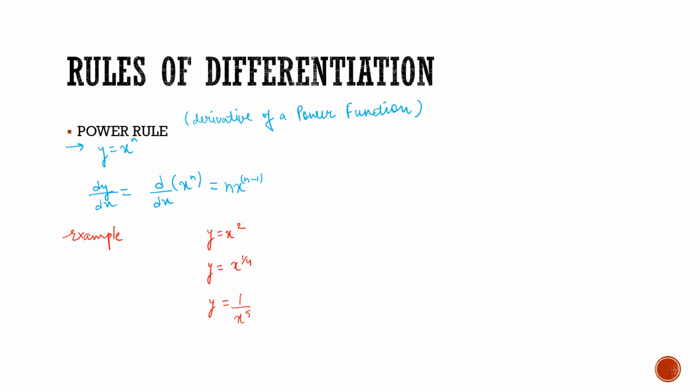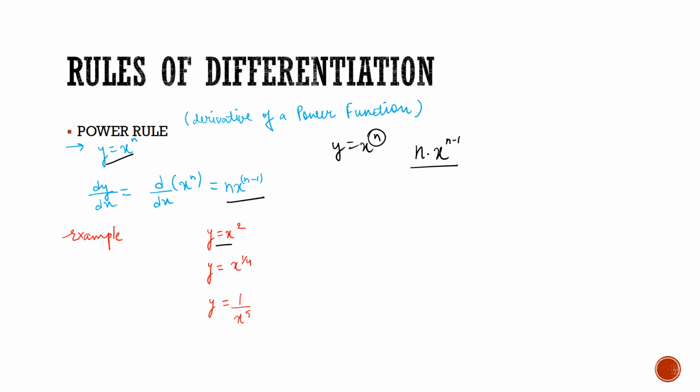What the power rule says is that if we have an equation of the type y equals x to the power n, then the differentiation or derivative of y will be n x to the power n minus 1. So if y is x to the power n, this power first comes in front, then x, and then the power gets reduced by 1.